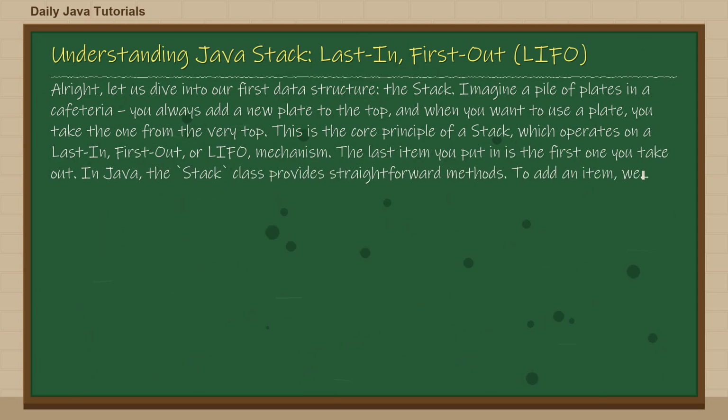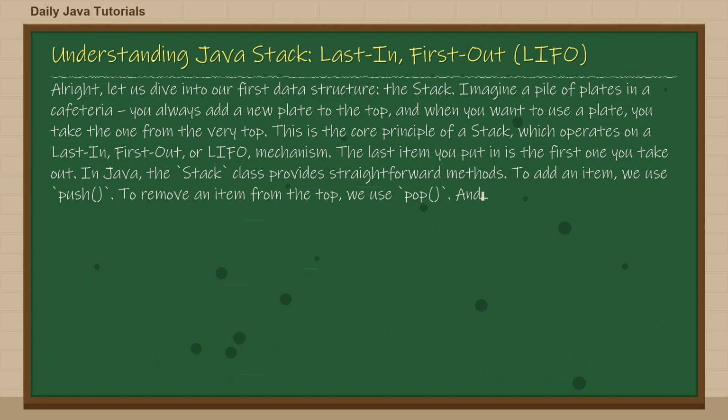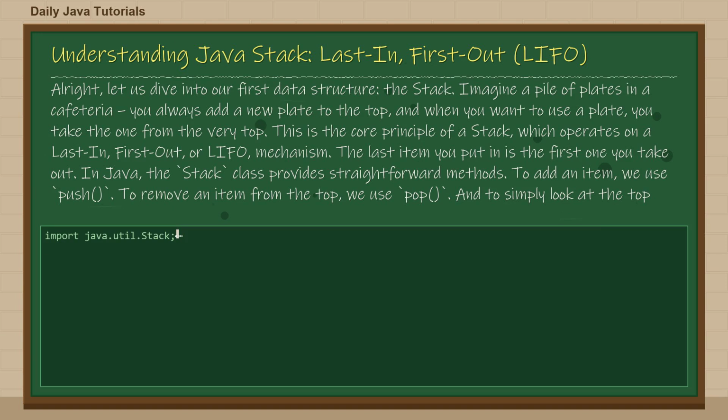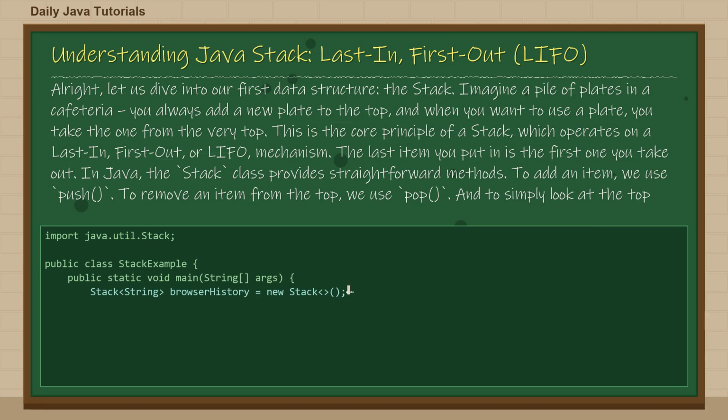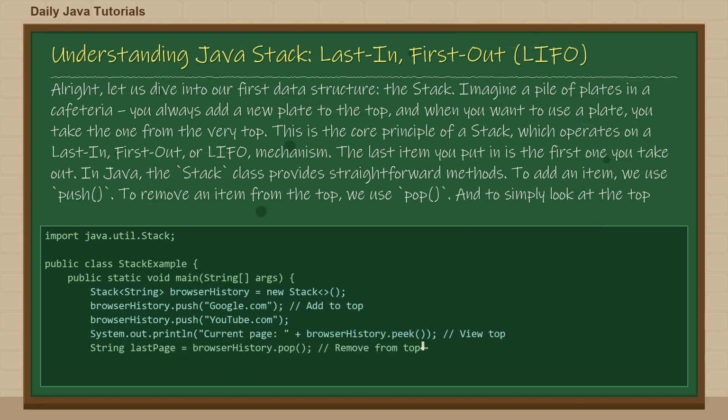In Java, the Stack class provides straightforward methods. To add an item, we use push. To remove an item from the top, we use pop. And to simply look at the top item without removing it, we use peek. The isEmpty method helps us check if the stack has any elements. Understanding these operations is key to effectively using a stack.